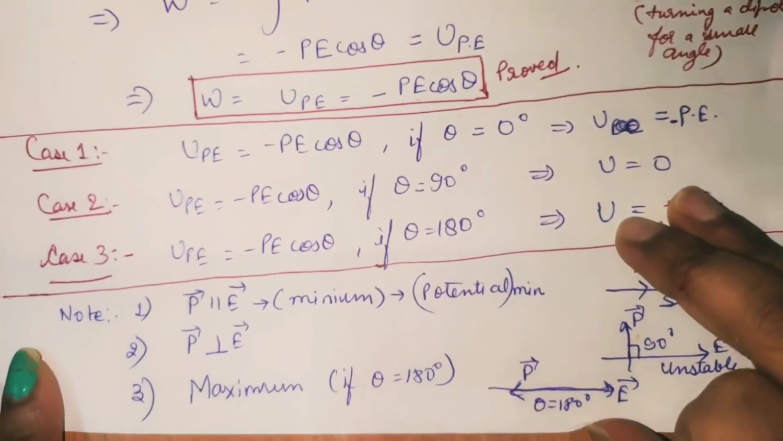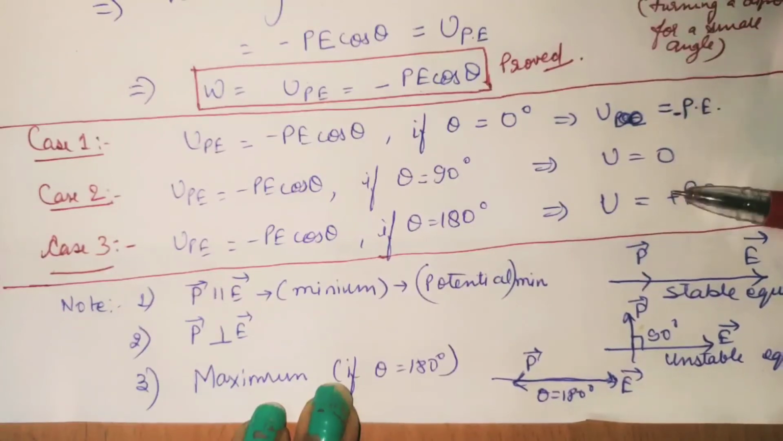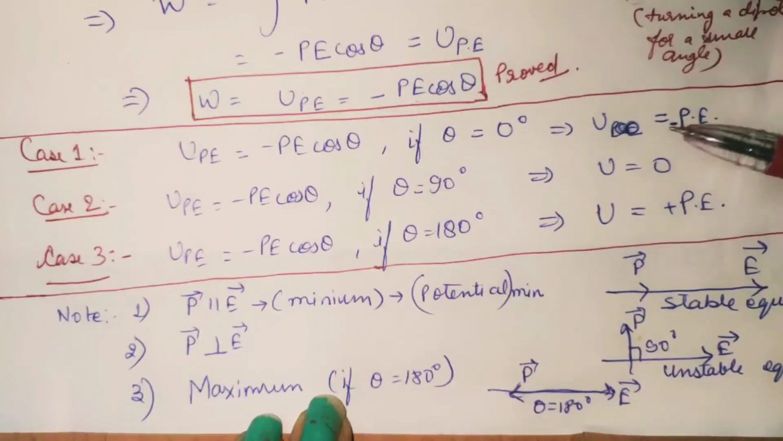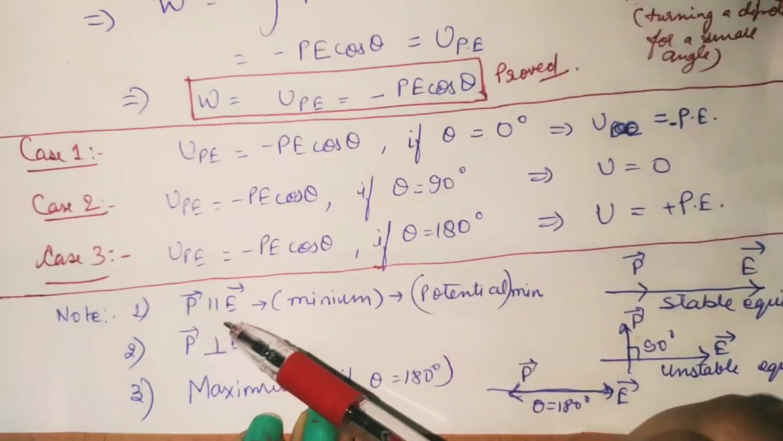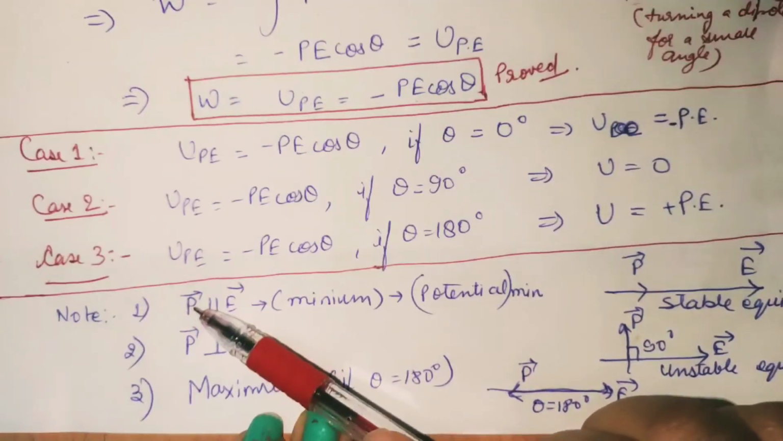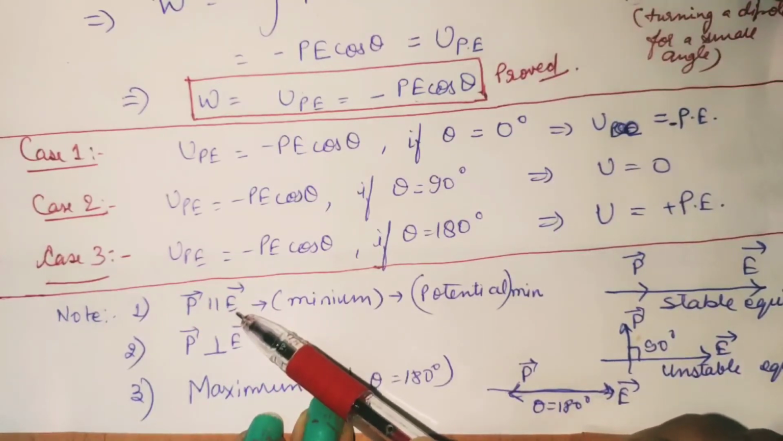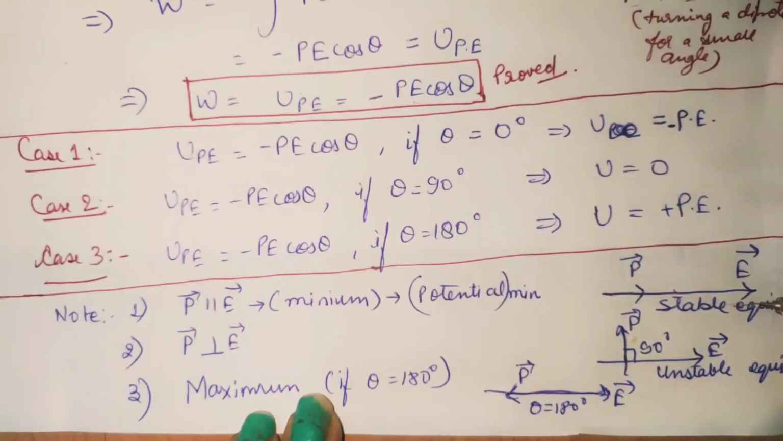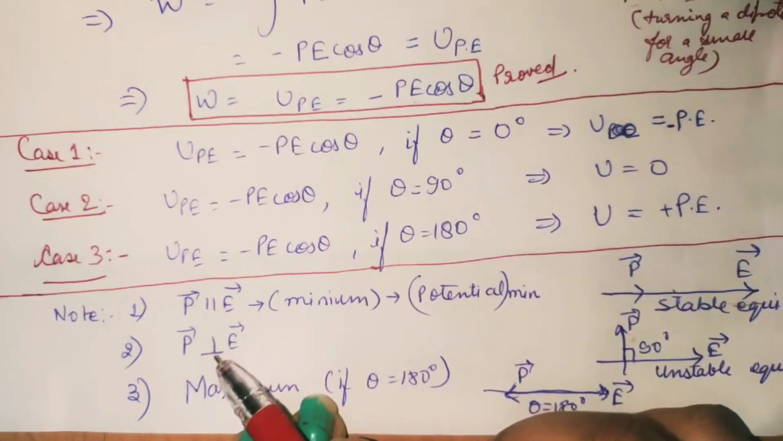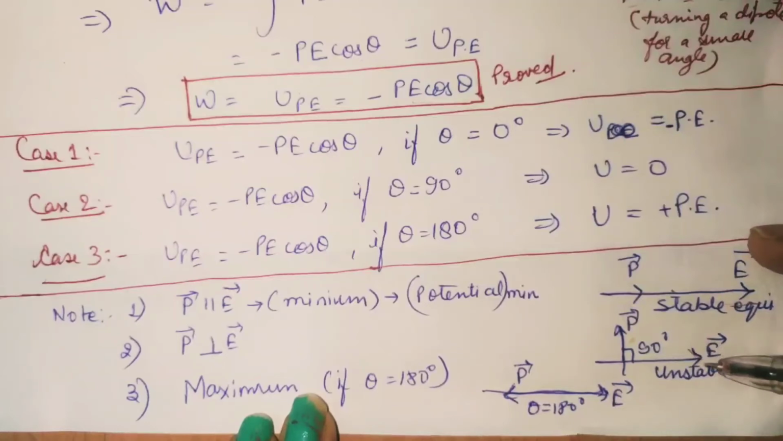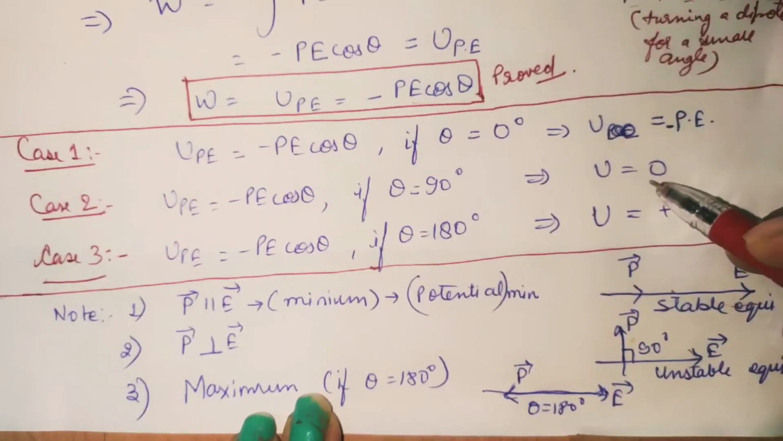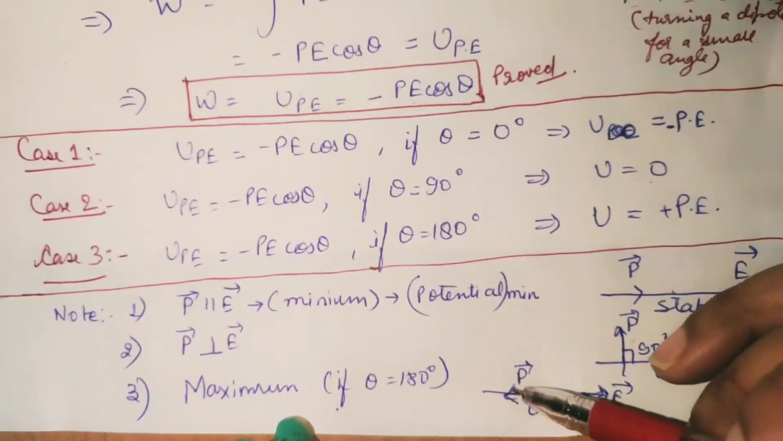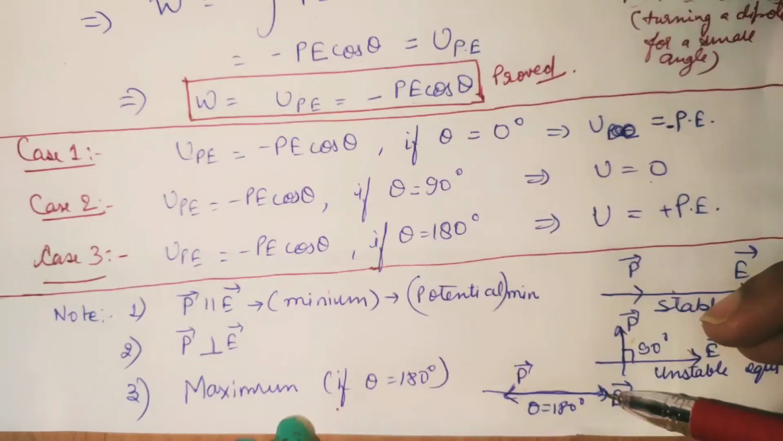Now tell me one thing, in which case are you getting the minimum potential? Obviously the negative one will be giving us the minimum potential. So when P is parallel to the electric field, means the dipole moment is parallel to the uniform electric field, we are getting the minimum potential, and this state is known as the stable equilibrium condition. If the dipole is kept perpendicular to the uniform field, we are getting an unstable equilibrium, this is 0, and we are getting maximum potential energy if the dipole moment is opposite to the uniform electric field.